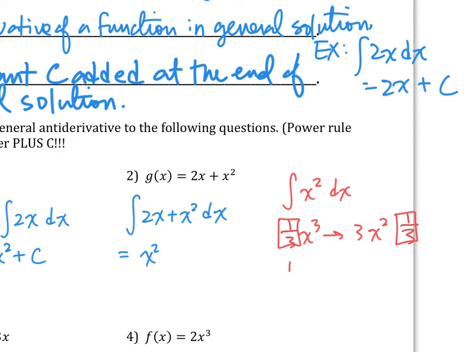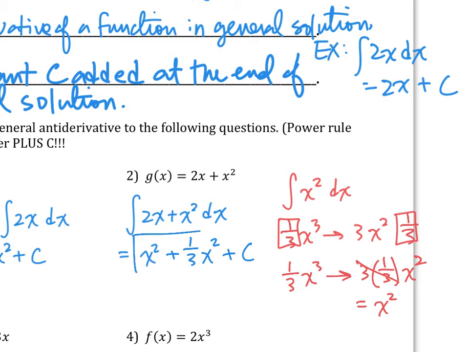Let's double check. If I have this function and I'm taking the derivative, I would do 3 times the coefficient and then 1 degree less. That cancels out. I get an x squared. So my guess was correct. The antiderivative of x squared is 1/3 x cubed. All right, so I'm going to write 1/3 x cubed here. And don't forget your plus c.